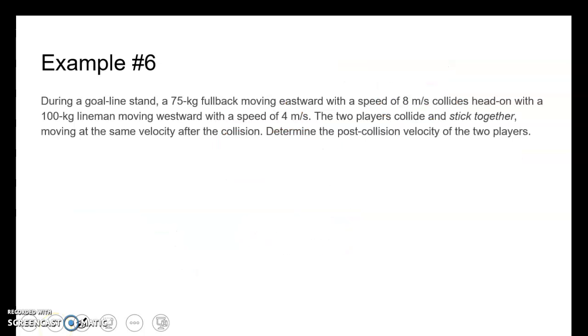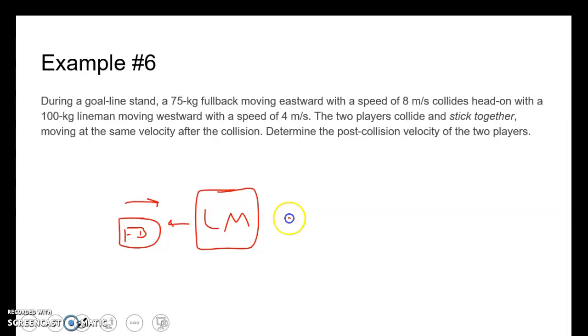Last example, football example, obviously. Goal line stand, we got a fullback moving to the east with a speed of 8 meters per second, and he hits a lineman. Make the linemen bigger because they're bigger guys, moving westward with a slower speed. They collide and stick together, and that means they will move at the same velocity after the collision.